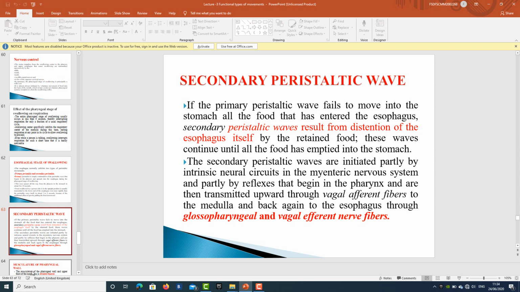The secondary peristaltic waves are initiated partly by the intrinsic neural circuits in the myenteric nervous system and partly by reflexes which begin in the pharynx and are then transmitted upward through the vagal efferent fibers to medulla and back again to esophagus through the glossopharyngeal and vagal efferent nerve fibers.